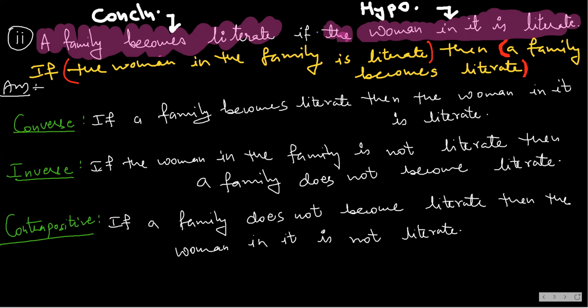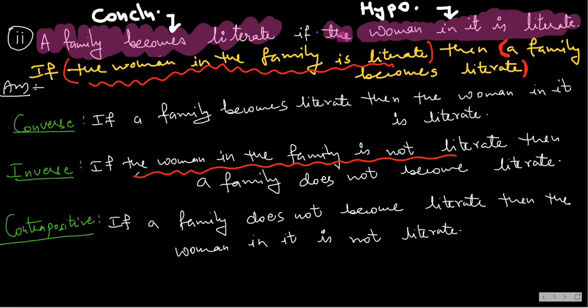Then you have the inverse. For inverse, what you will do? The inverse, you know, is negation P implies negation Q. So negation of this is what? If the woman in the family is not literate, you can check. If the woman in the family is not literate, then a family does not become literate. Okay. So this is another way of writing the answer.